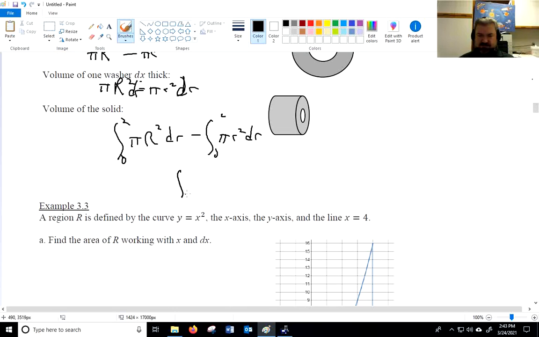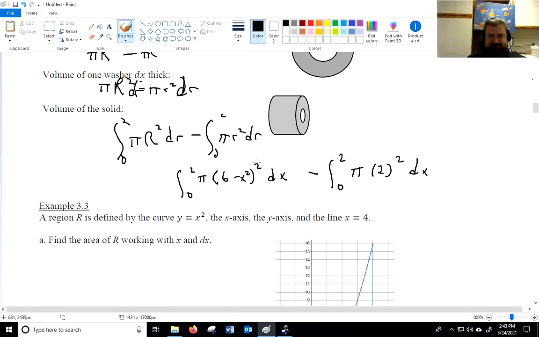So this is the integral from 0 to 2 of pi times, we said, 6 minus x squared, pi R squared, dx, minus the integral from 0 to 2 of pi little r squared, which we said was just 2 squared, dx. Oh, I wrote dr here. I'm sorry. I should have called these dx's.